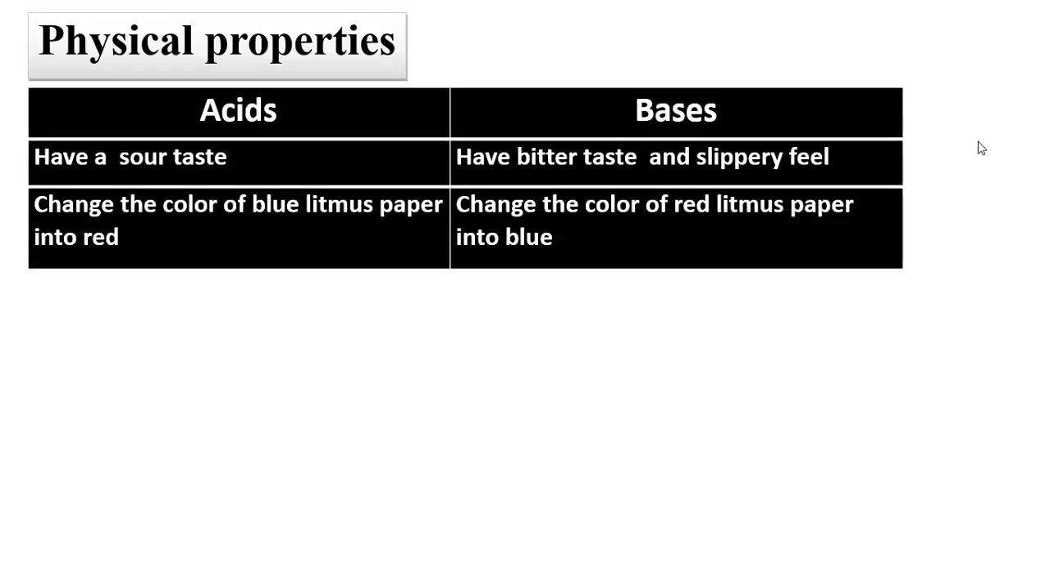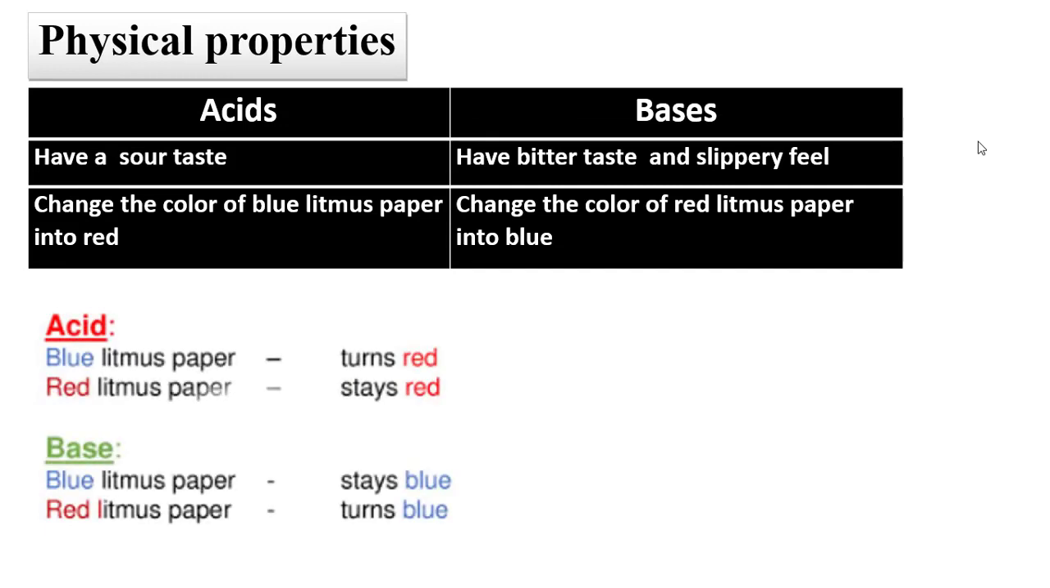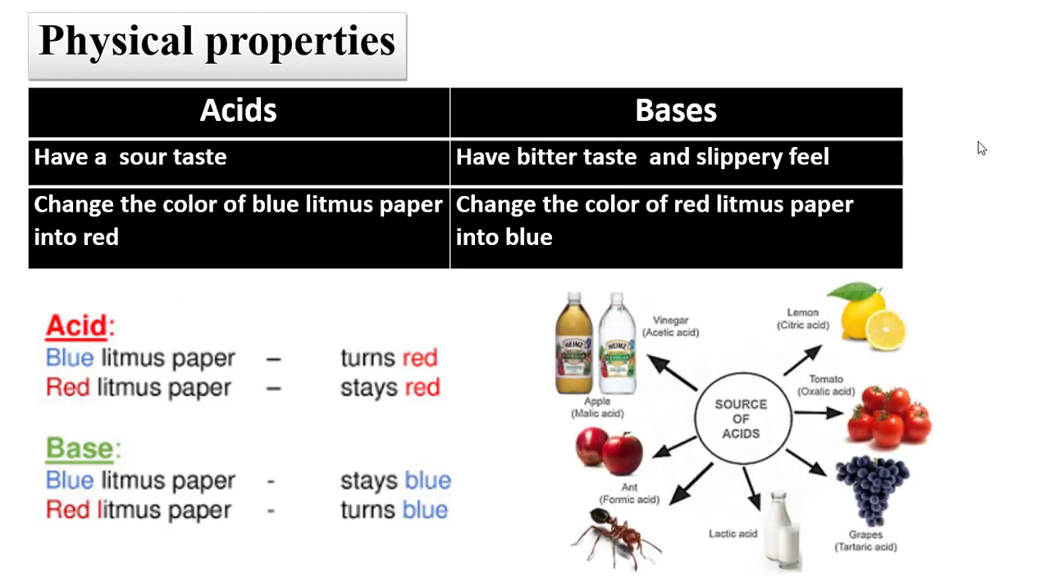Physical properties. Acids have a sour taste and they change the color of blue litmus paper into red, while bases have a bitter taste and they change the color of red litmus paper into blue.